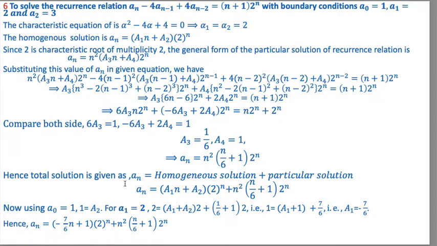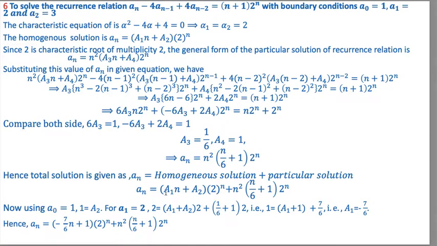The total solution will be homogeneous solution plus particular solution, means a1 n plus a2 into 2 raised to n plus n square into n by 6 plus 1 into 2 raised to power n. Now to find these constants, we substitute these boundary conditions. a0 is 1, a1 is 2, a2 is 3. For n equal to 0, it is 1. For n equal to 1, a1 is 2. For n equal to 2, a2 is 3.